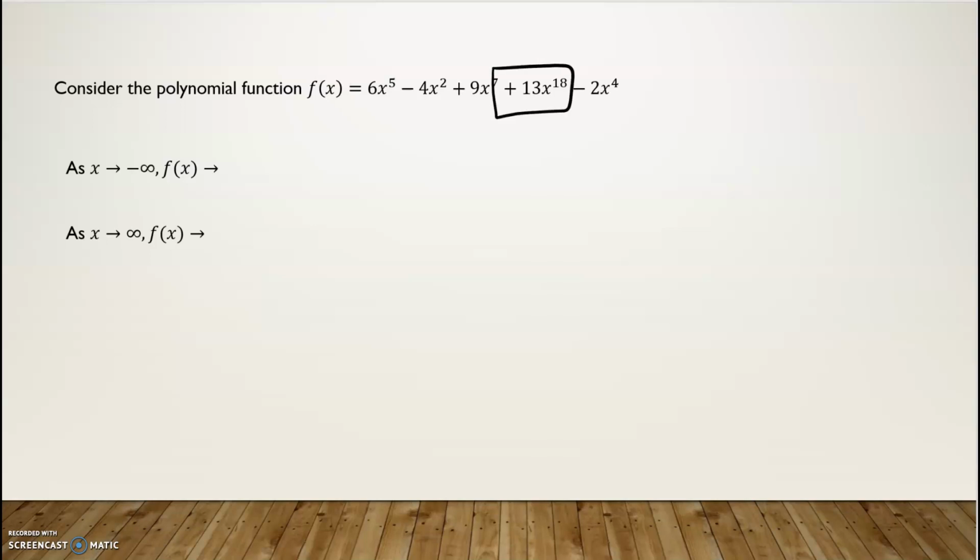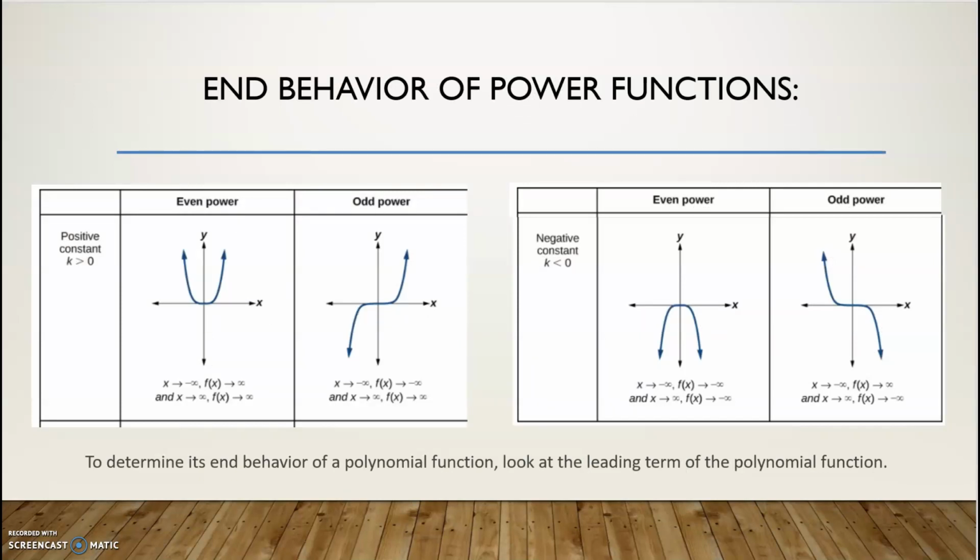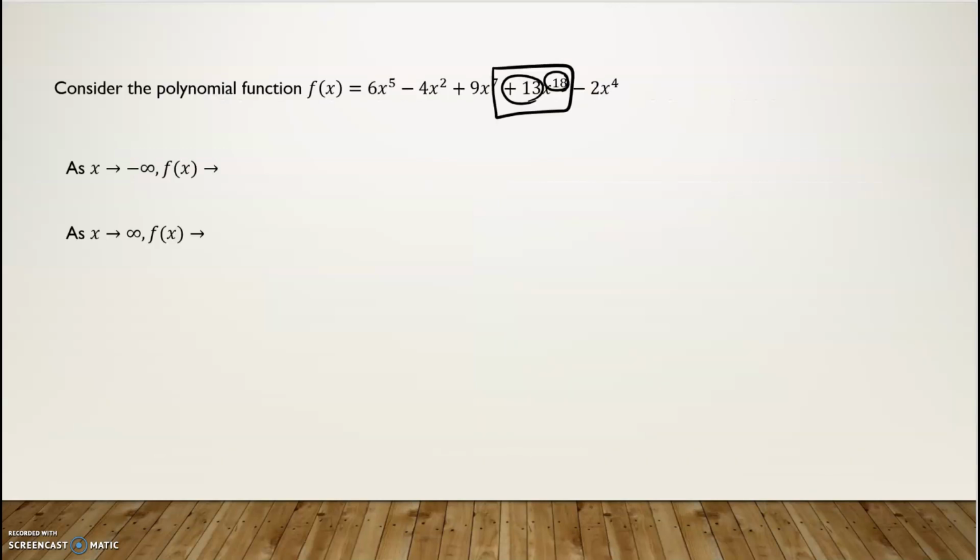So that's my leading term. Notice I have an even power, 18, and a positive leading term. So come back over here. An even power and a positive leading term should both go up as x goes to negative and positive infinity. As x goes to negative infinity, f of x goes to positive infinity. As x goes to positive infinity, our function will also go to positive infinity.